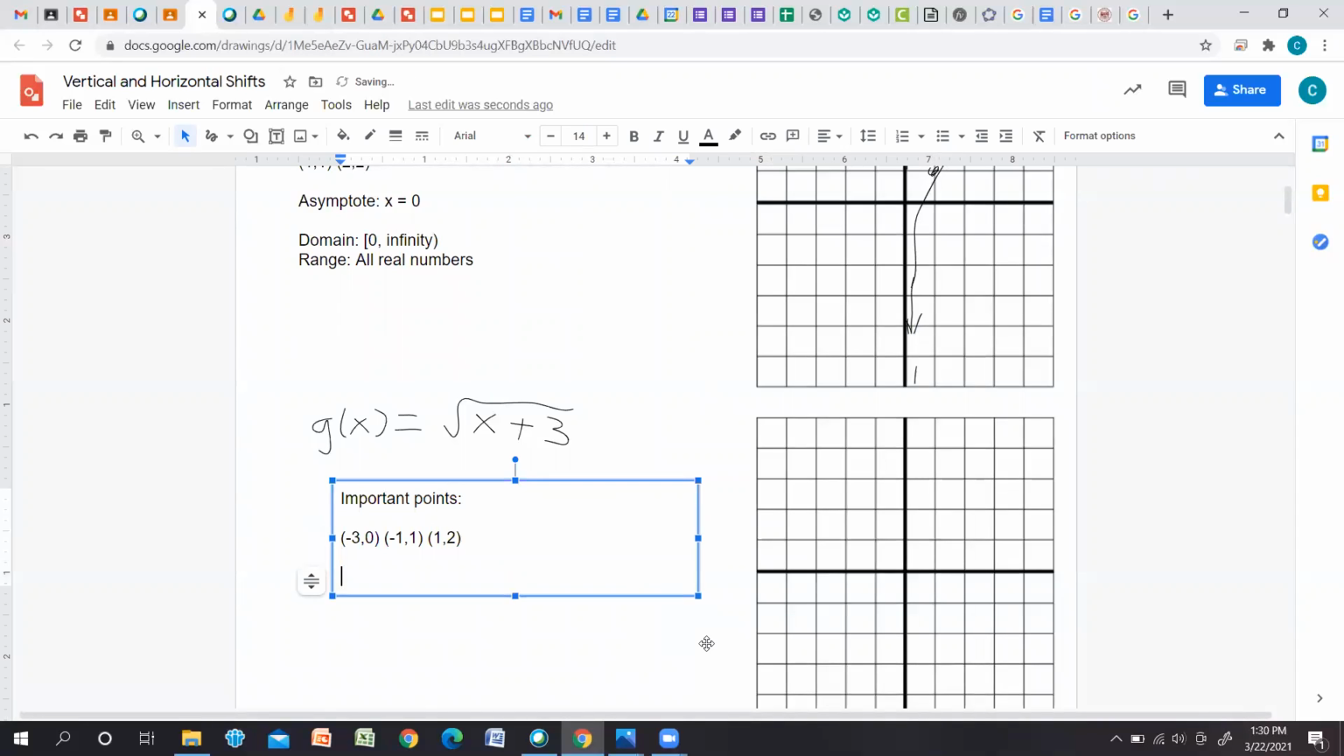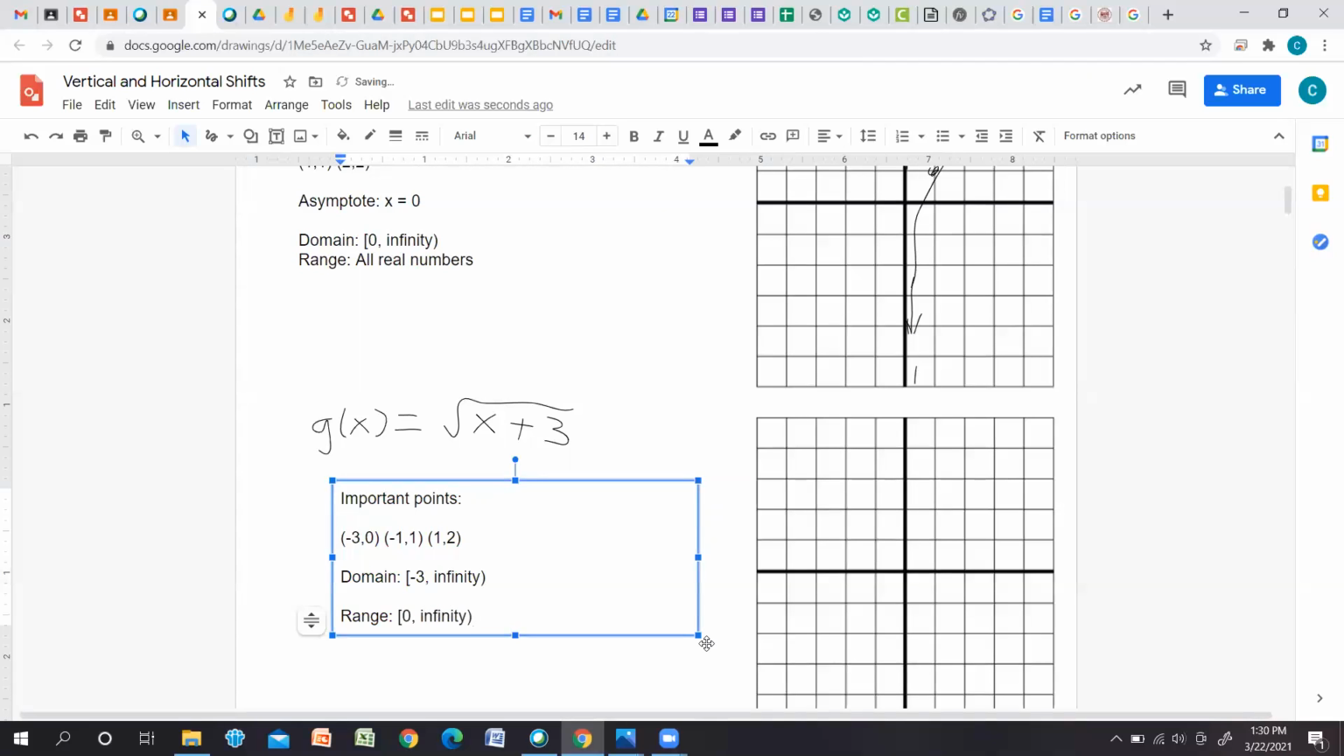There's no asymptote, so I go to domain. The domain is usually 0 to infinity, so if I subtract 3, I get, with a bracket, negative 3 to infinity. The range will stay the same since those are the y values. It still goes from 0 to infinity. If you want to use the infinity symbol there, that's fine.